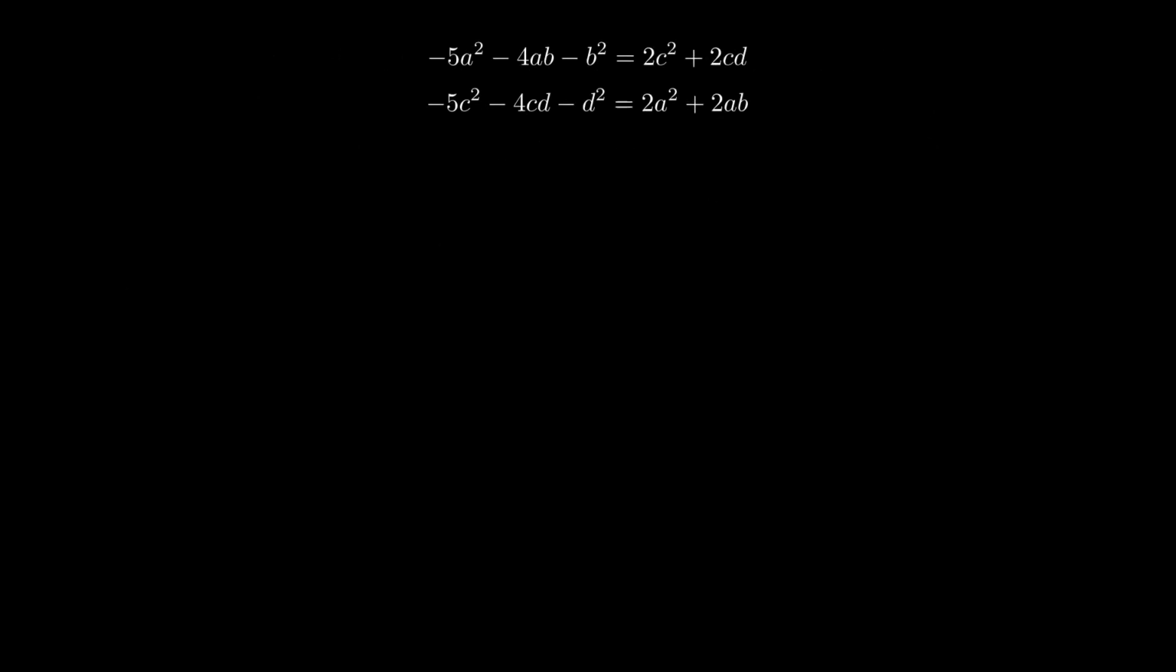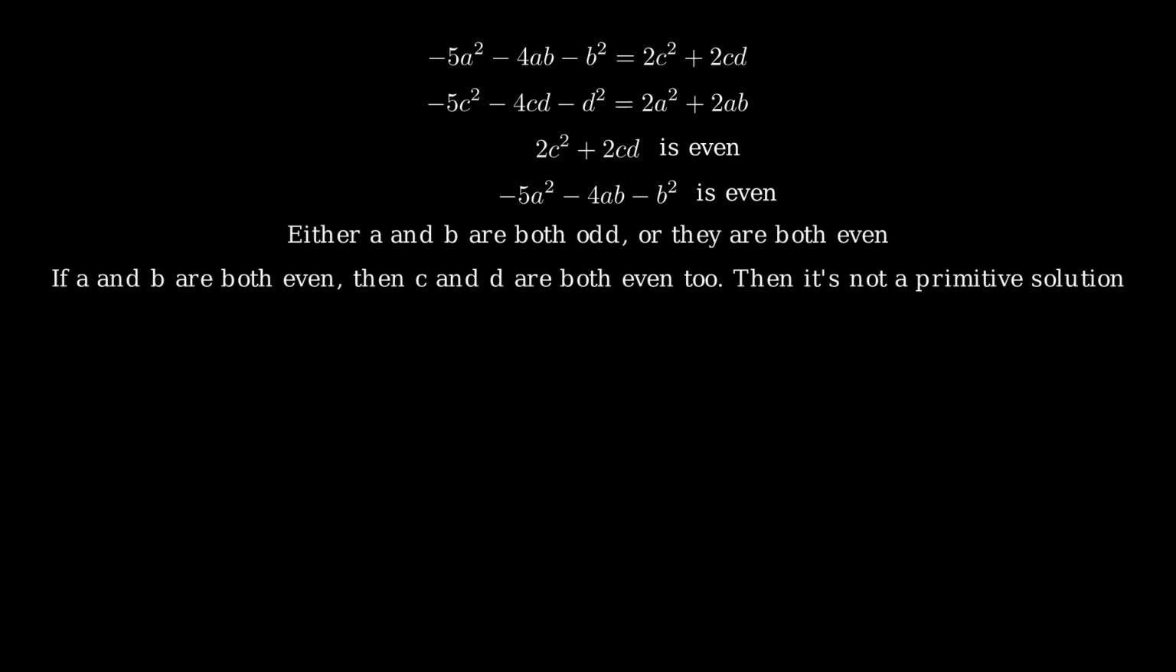Here's the two equations on their own. All I did was change the variable names. Look at the first equation and notice that 2c squared plus 2cd is even. Therefore, minus 5a squared minus 4ab minus b squared is even. From there, we can conclude that either a and b must both be odd or both even for the right side to be even. But remember that a and b and c and d must be swappable, so if a and b is a certain way, then so must c and d.